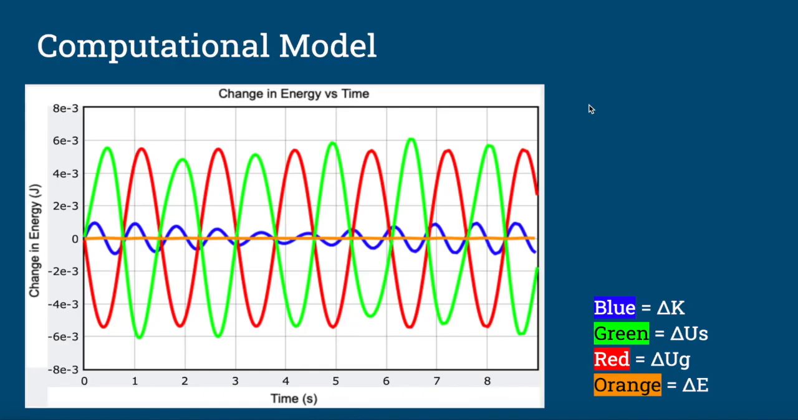This is the graph I got for change in energy versus time using my GlowScript code. The blue line corresponds to the change in kinetic energy. Green is for the change in spring potential energy. Red corresponds to the change in gravitational potential energy. And orange is the total change in energy. And so my graph is consistent with the energy principles because the total energy change is always equal to 0.